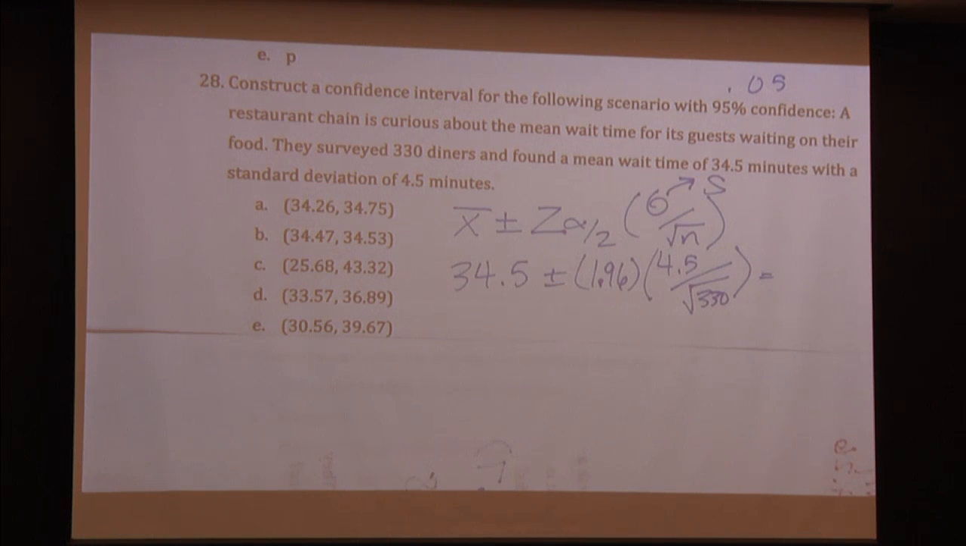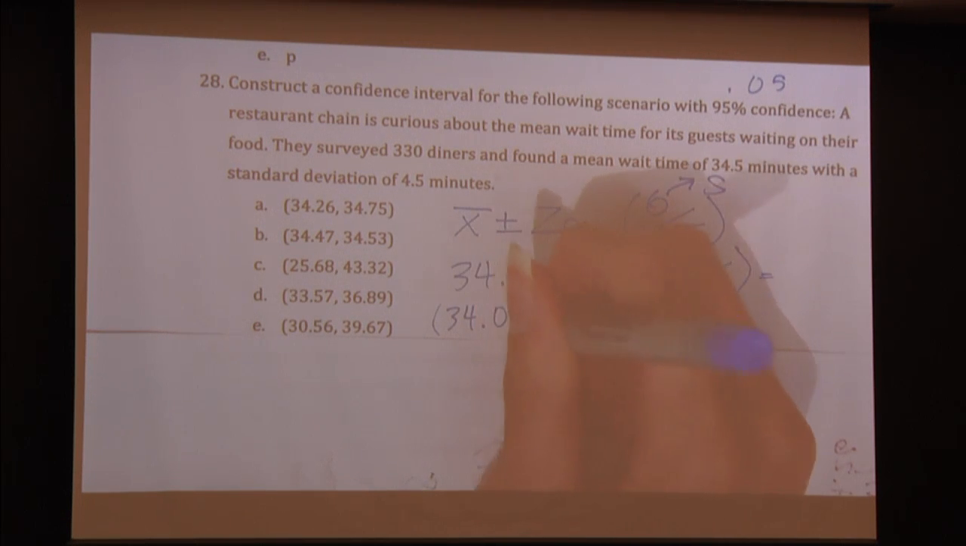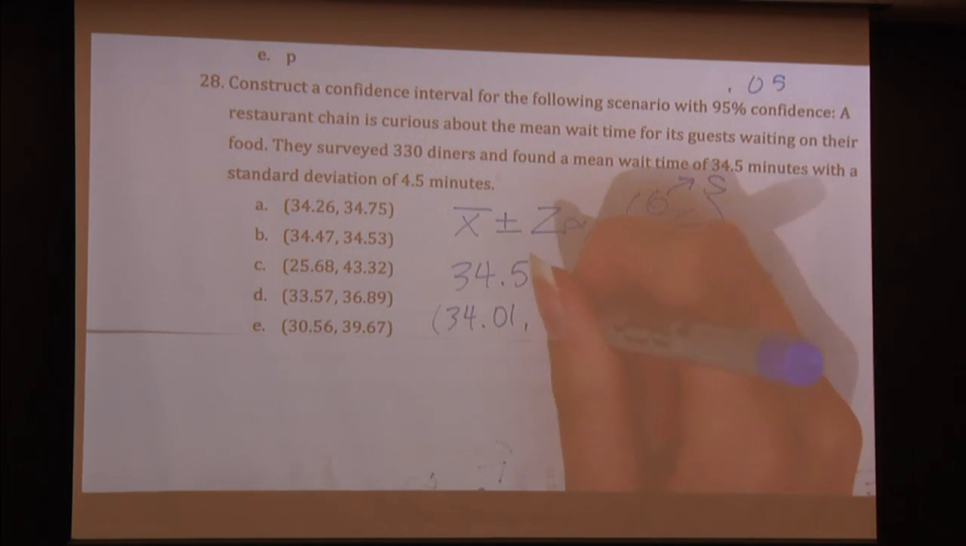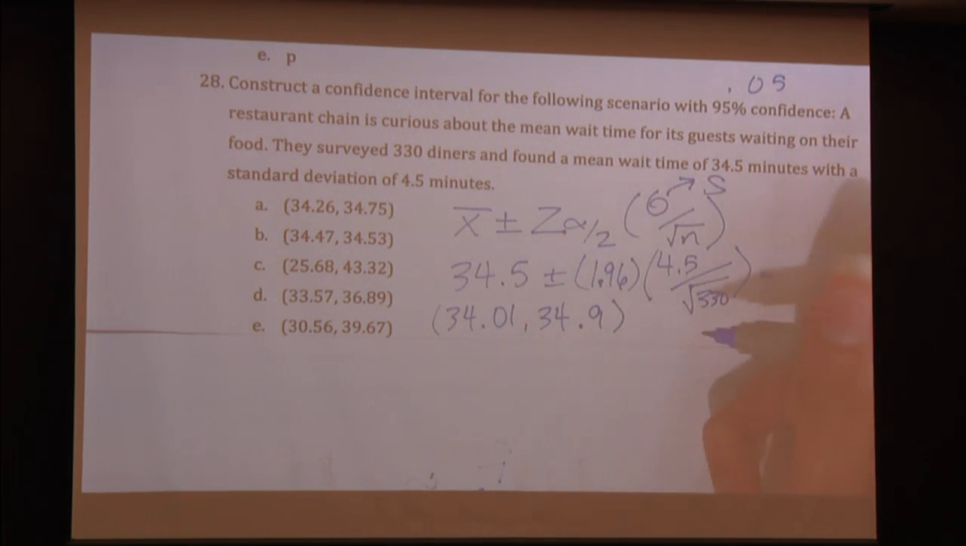Let me know what values you got. And you said 34.9. So that's what I got when I redid it. I feel like I did a weird rounding thing again when I wrote these answer choices.